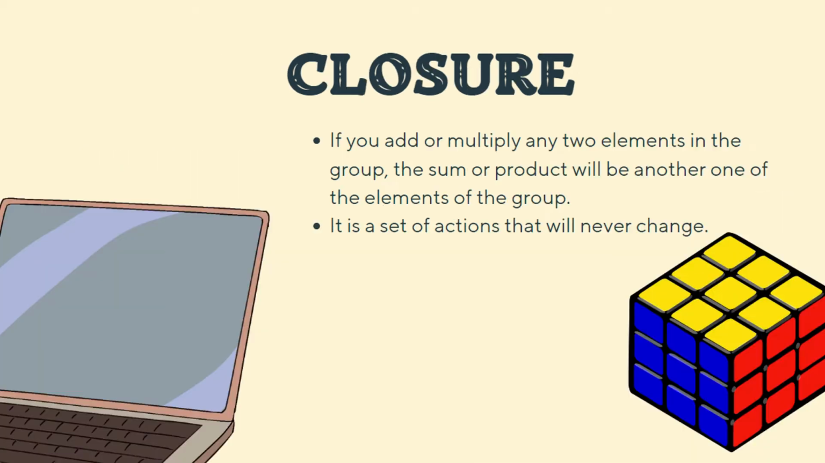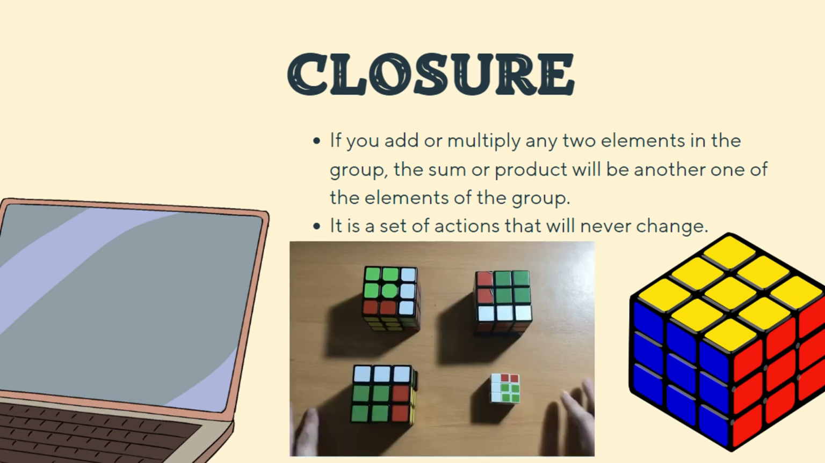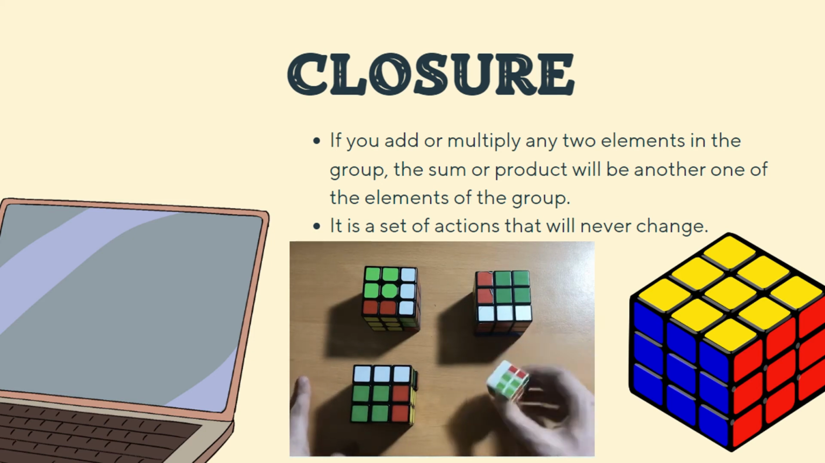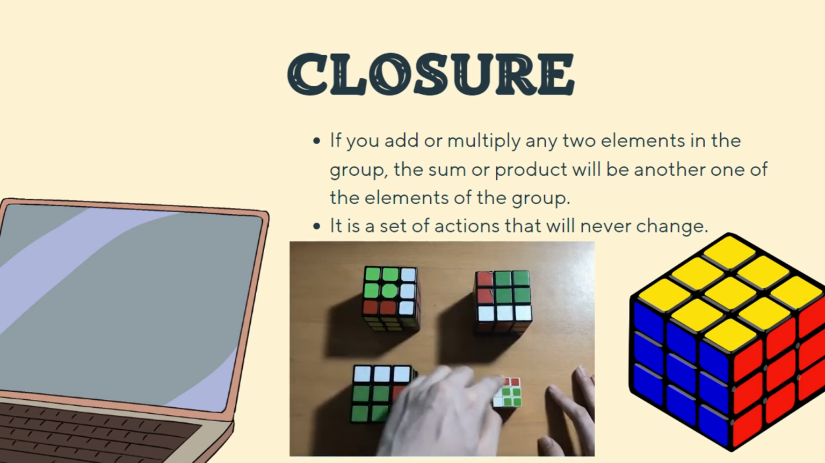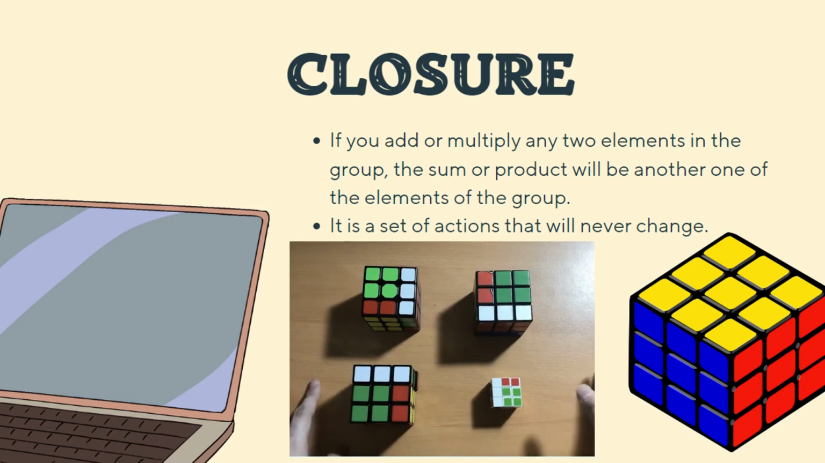Let's start with closure. If you add or multiply any two elements in the group, the sum or product will be another one of the elements of the group. In other words, it is a set of actions that will never change. This is a sample of closure.